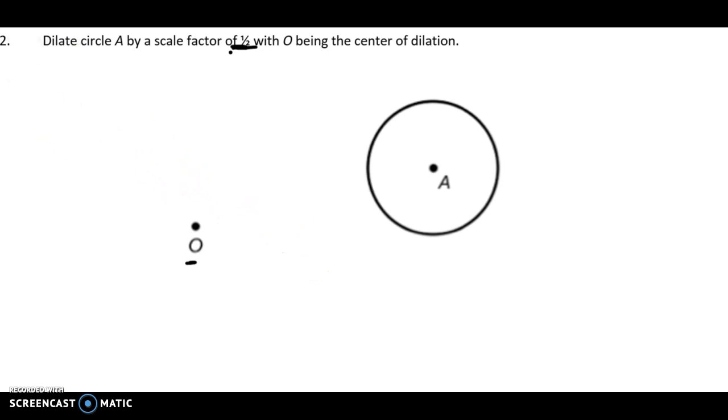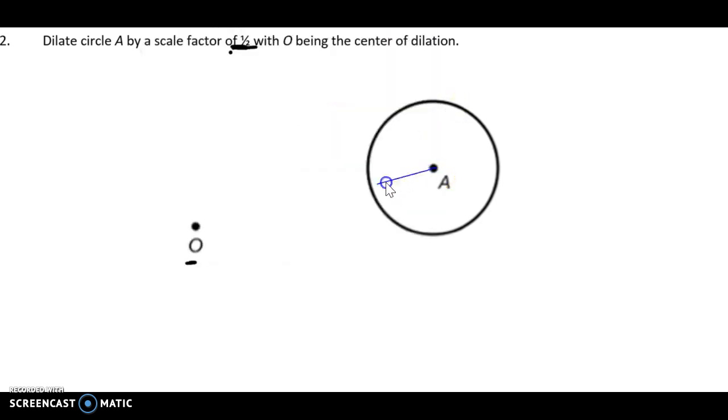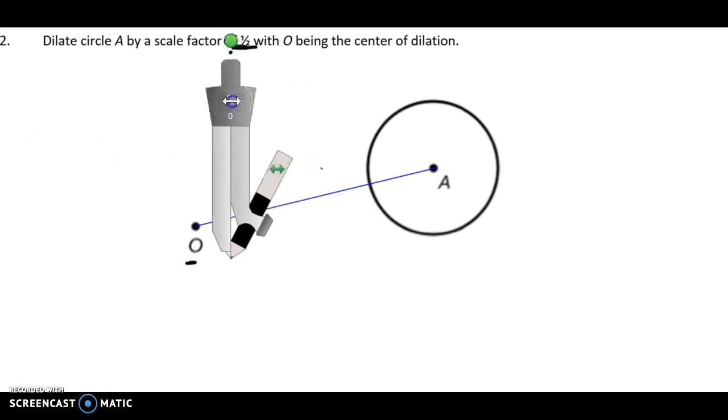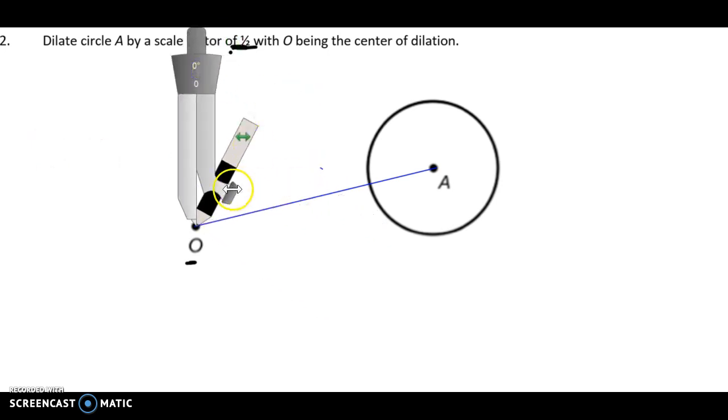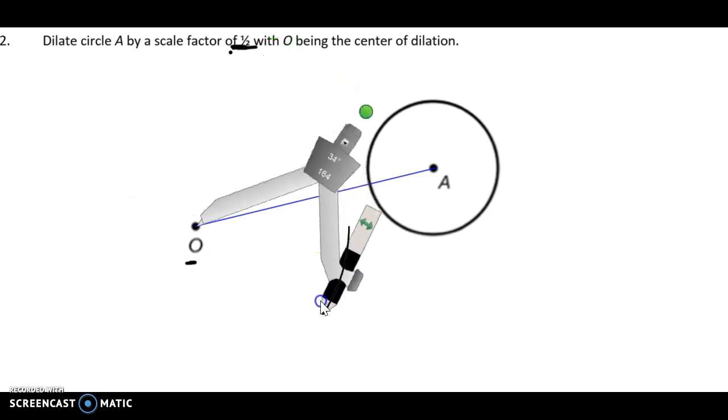And so I'm going to start by drawing a line that connects from O to A, and so it would look like this. And so what I need to do to come up with half the distance is do a bisector of that line segment. So we're going to grab our compass, and we're going to put the point of our compass at O, and we're going to open up the pencil on our compass more than halfway, and we're going to go ahead and draw an arc.